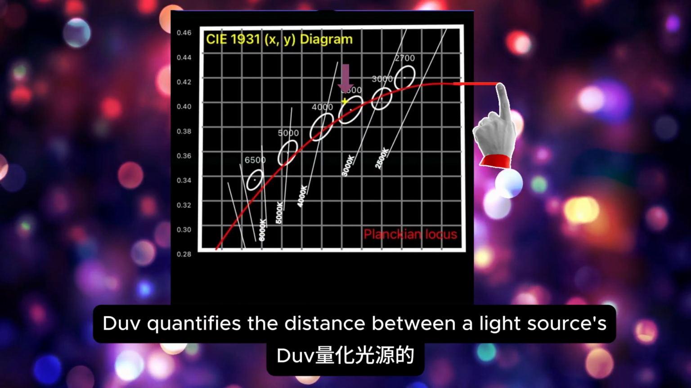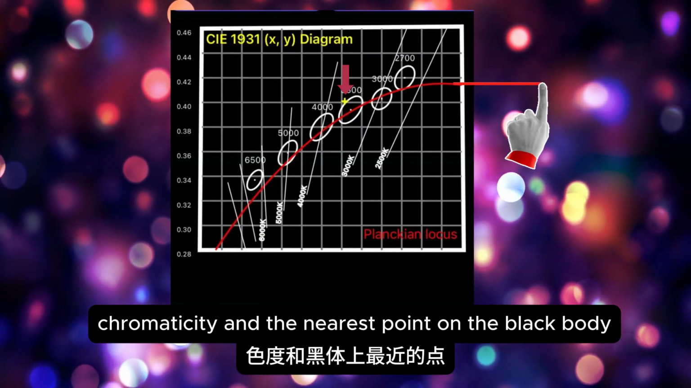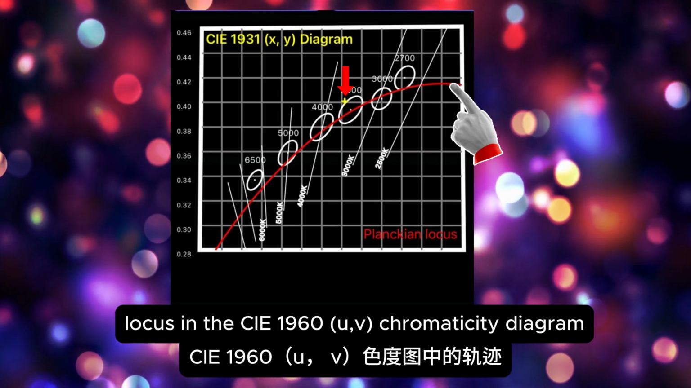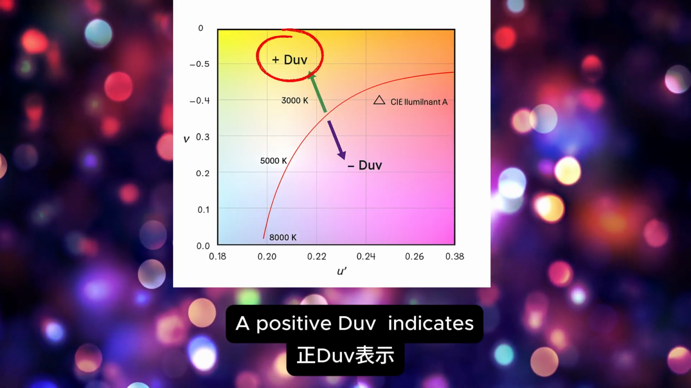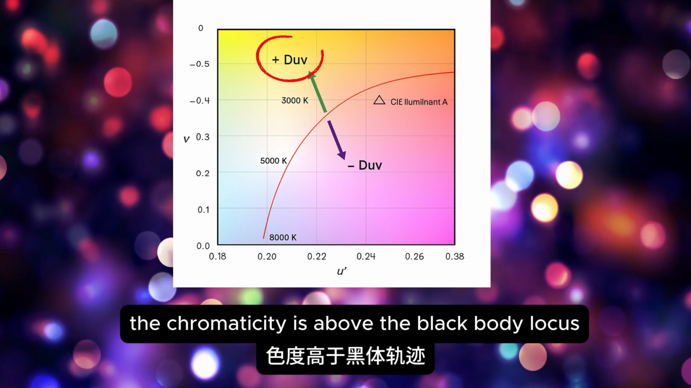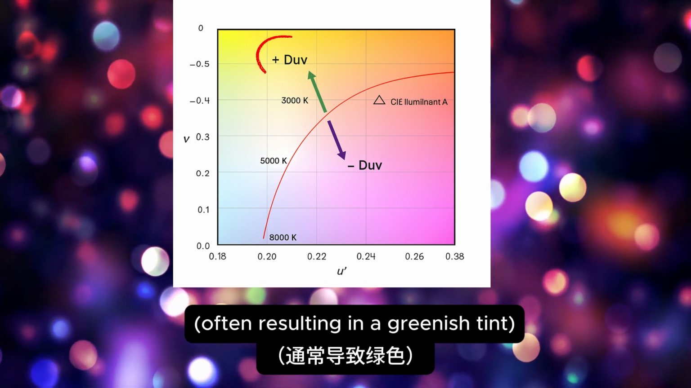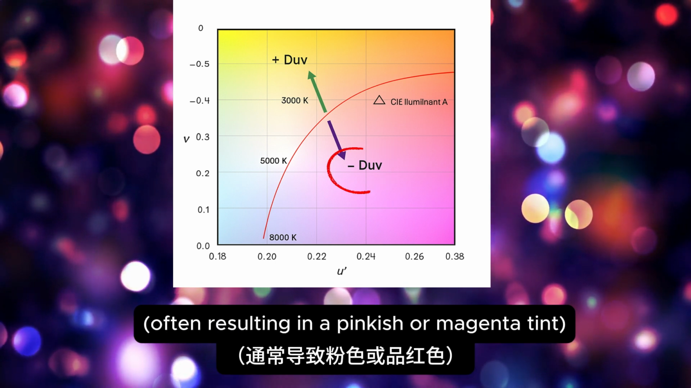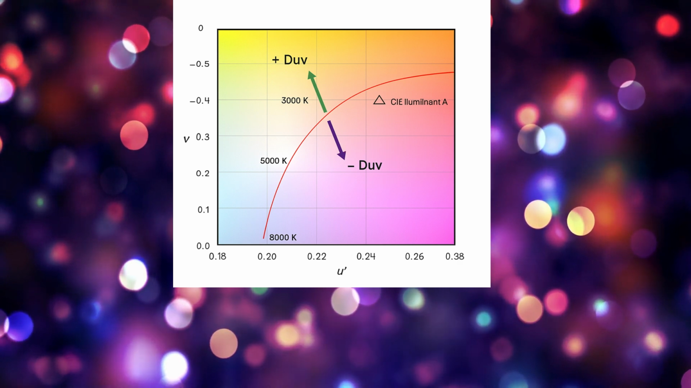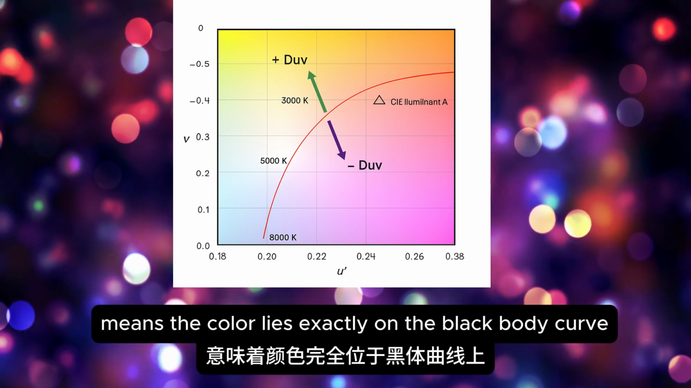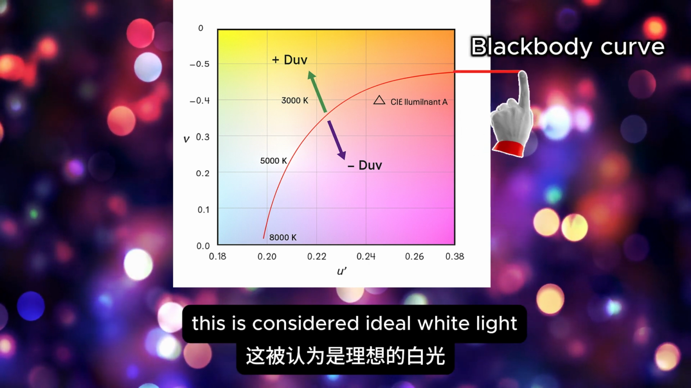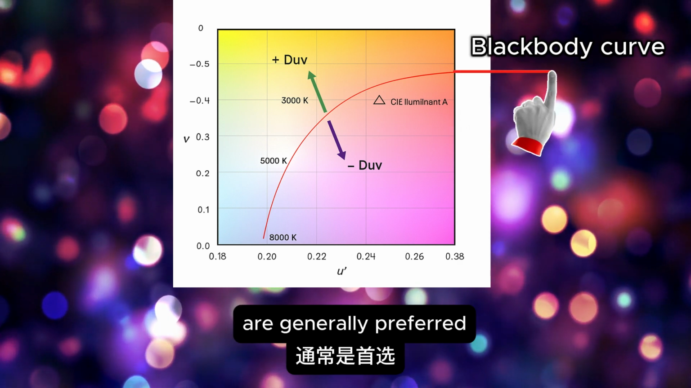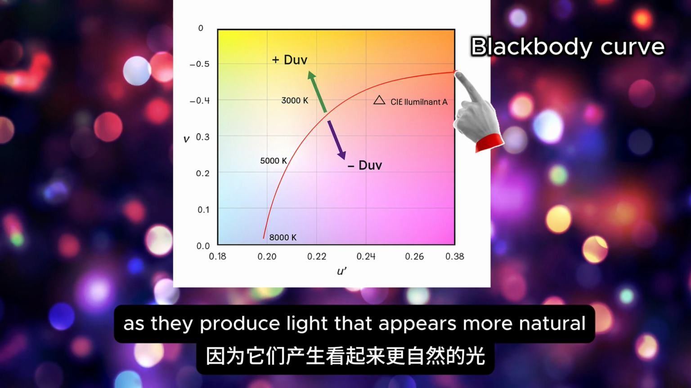Duv quantifies the distance between a light source's chromaticity and the nearest point on the blackbody locus in the CIE 1960, uv, chromaticity diagram. A positive Duv indicates the chromaticity is above the blackbody locus, often resulting in a greenish tint. A negative Duv indicates the chromaticity is below the blackbody locus, often resulting in a pinkish or magenta tint. A Duv of 0 means the color lies exactly on the blackbody curve. This is considered ideal white light. Light sources with a Duv close to 0 are generally preferred, as they produce light that appears more natural.